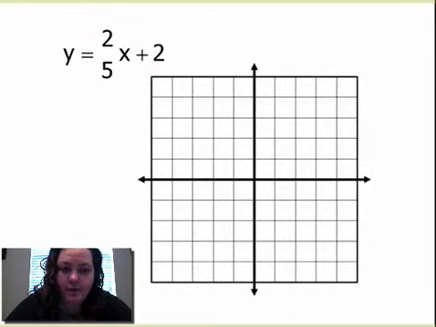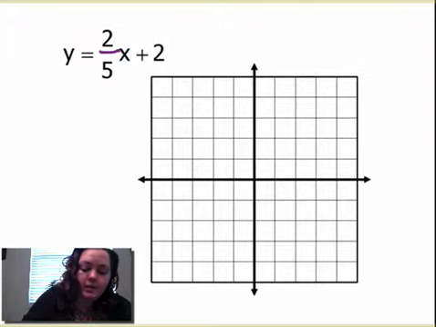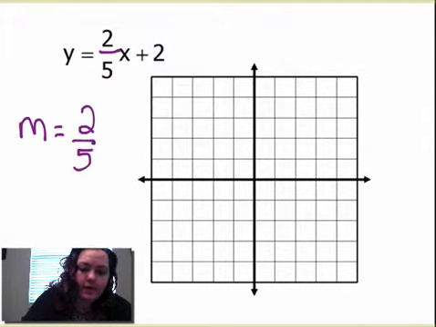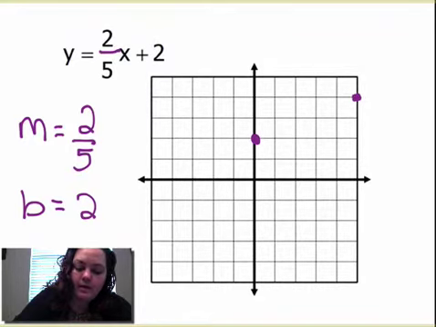Now this one, y equals 2/5. There should be a bar there. Whoopsies. 2/5 x plus 2. My slope is 2/5. That means I'm going to go up 2 over 5. And my y-intercept is a positive 2. So I'm going to go up to positive 2 on my y-axis. Then my slope is 2/5, so I'm going to go up 2 over 5. 1, 2, 3, 4, 5. Puts me right here. Now I can draw a line.